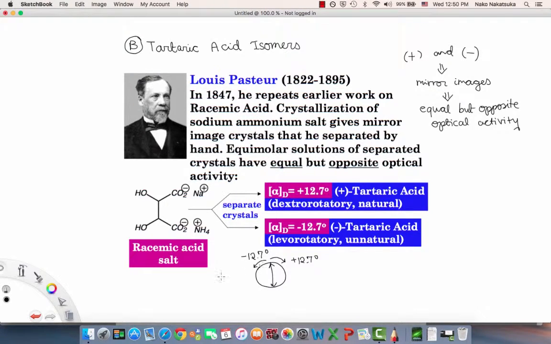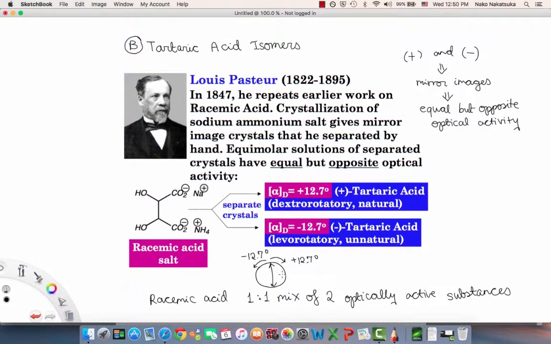So in conclusion, the racemic acid is a 1-to-1 mixture of 2 optically active substances. The reason why they could tell that they were in a 1-to-1 ratio was because the degree by which they rotated light was the same. And so this is actually a definition that you can use from now on of a racemic mixture. It's when you have a 1-to-1 mix of 2 optically active substances.